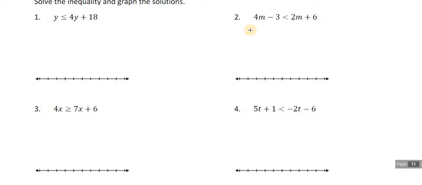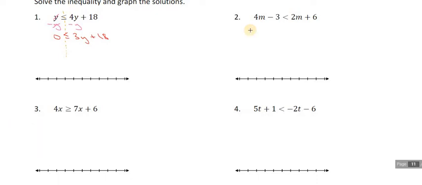So number 1 is a perfect example of this. If I look at number 1, I have y is less than or equal to 4y plus 18. Now I've got my dotted line through my inequality symbol, and I've got y's on both sides. Now if I compare y versus 4y, obviously 4y is bigger. So I'm going to subtract y from both sides. Now because there's nothing left on the left, we have 0 is less than or equal to 3y plus 18. We're now committed to solving for y on the right-hand side.